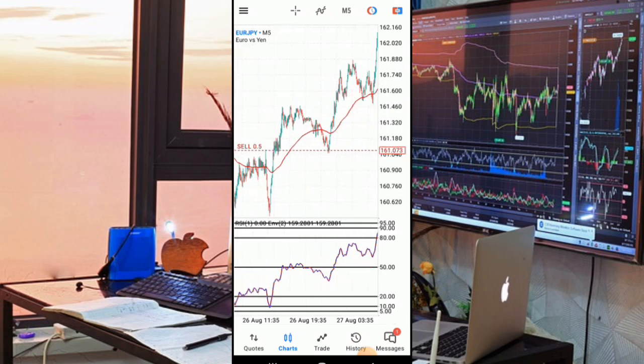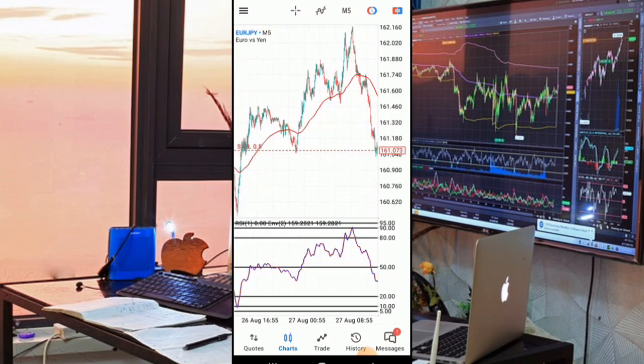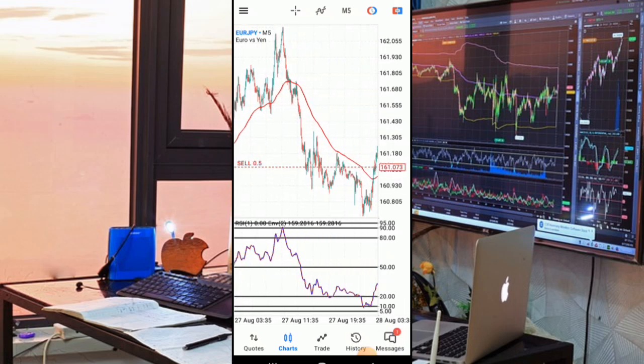As you can see, price was going up amazingly, maybe from this point over here where we made our entry, and price was going up and it didn't stop. So my dear friends, that is how simple this strategy works.